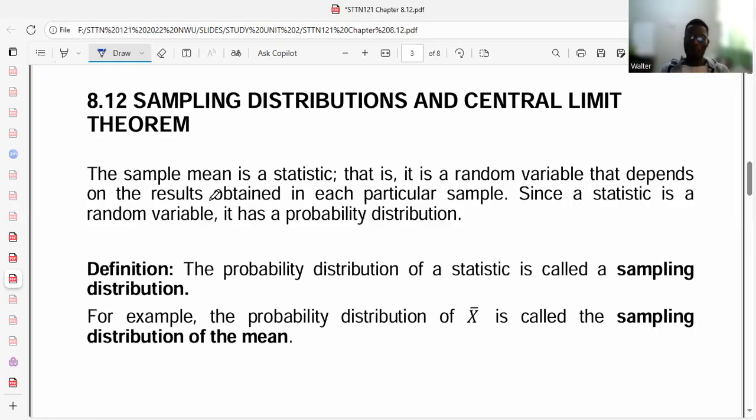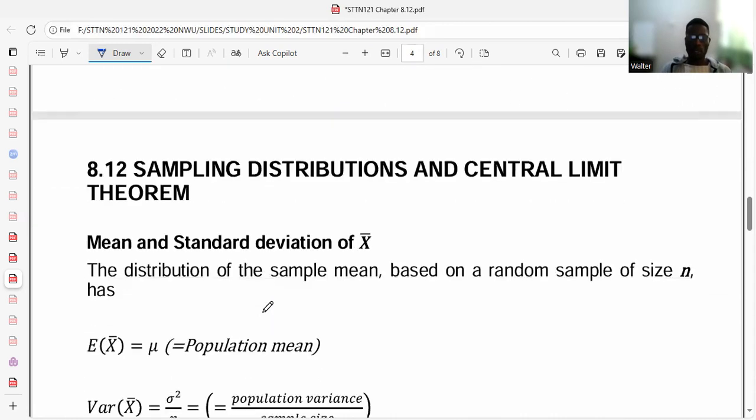So this is what you do. The definition of the sampling distribution: the probability distribution of a statistic is the definition of that sampling distribution. The sampling distribution of the mean is the probability distribution of x bar, which is called the sampling distribution of that mean. You see, it's not difficult.